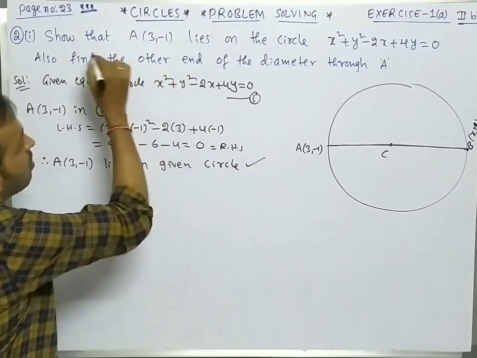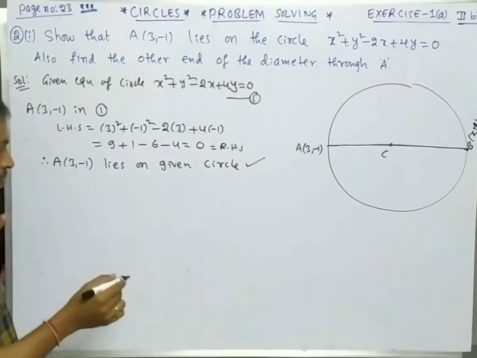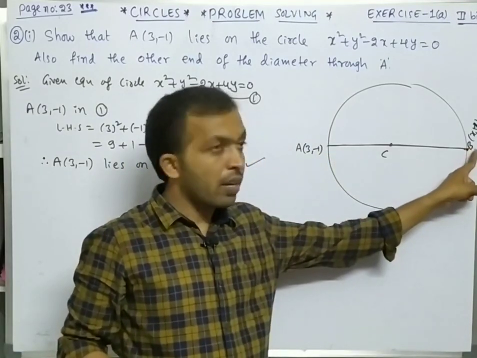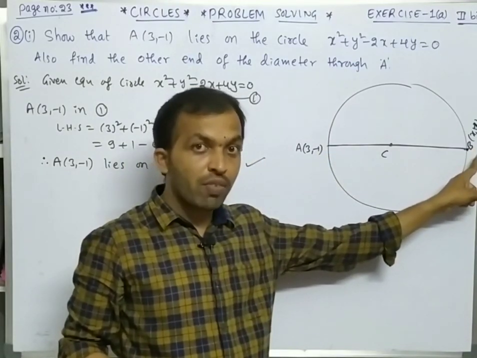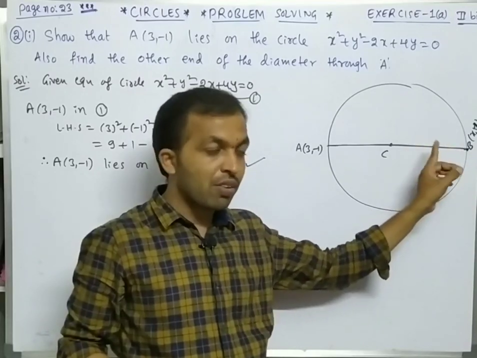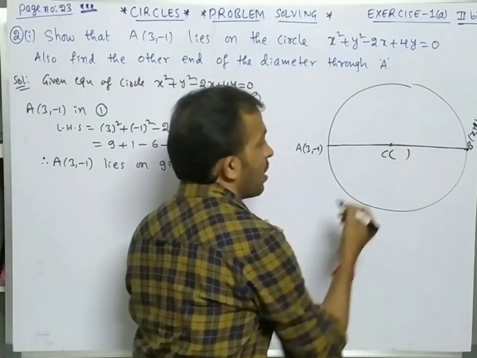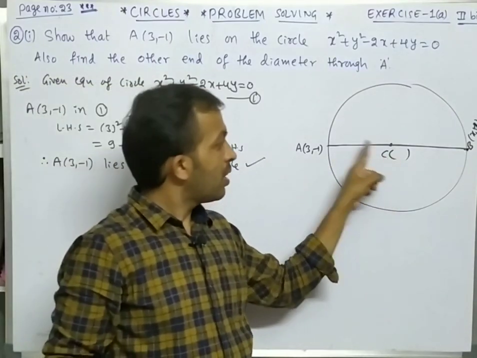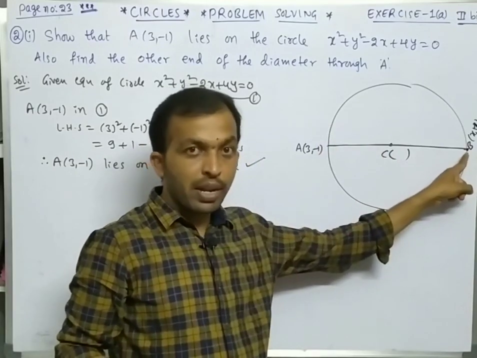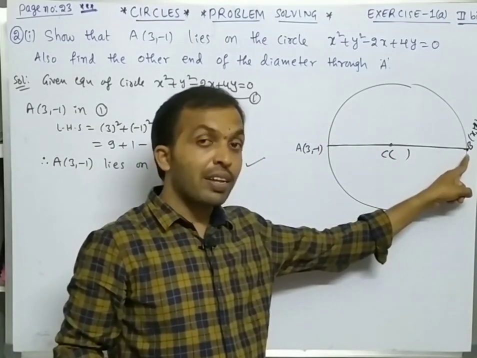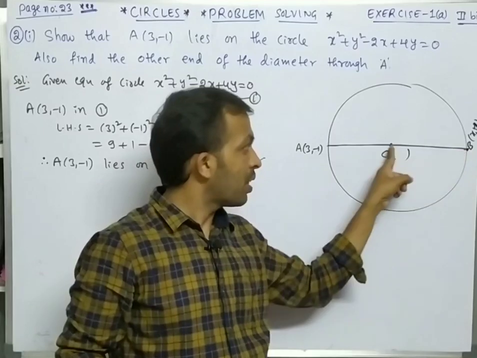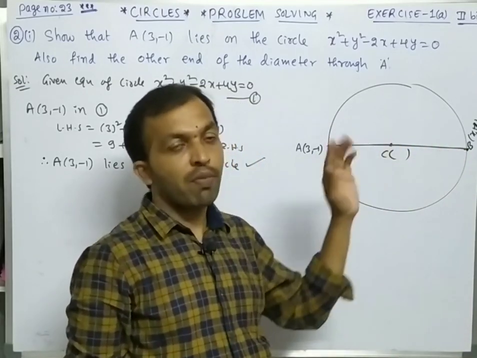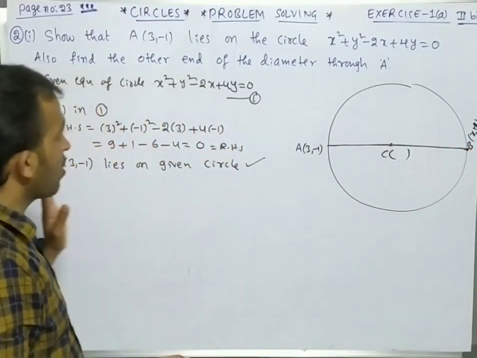One condition proved. Now this is one end of the diameter. We should find the other end of the diameter. How can we find it? First we should find the center of the circle. If we find the center of the circle, then C is the midpoint of AB, right? Which you learned in 10th class coordinate geometry. So C is the center of these two points. Then by using the midpoint formula we can find this B. That is the concept.